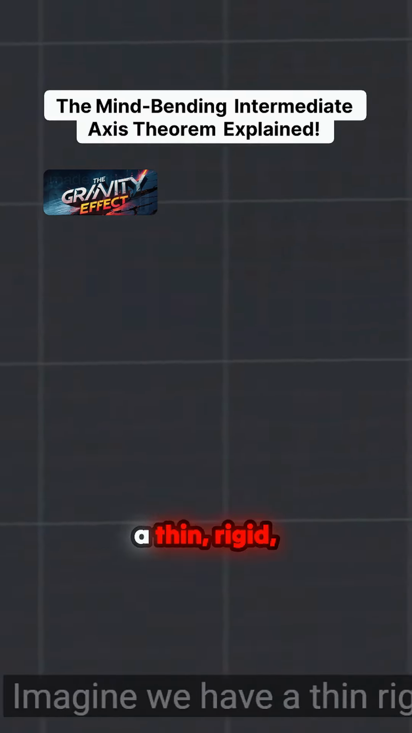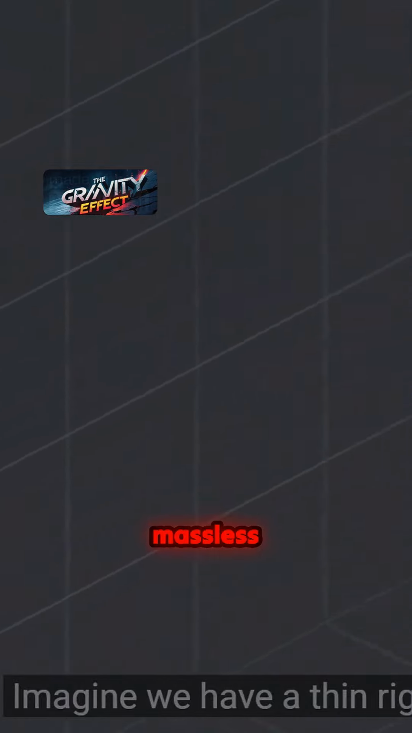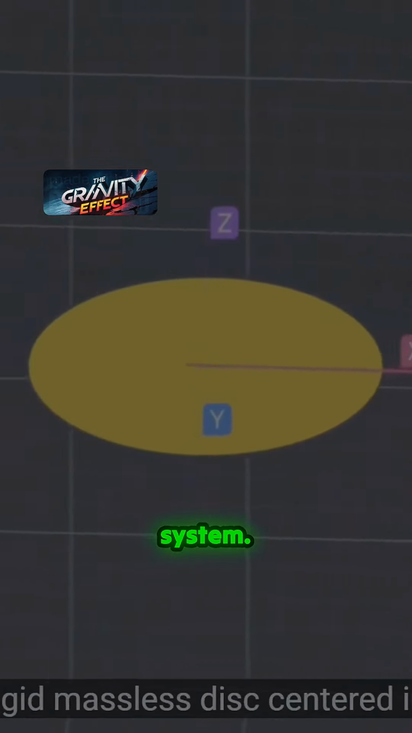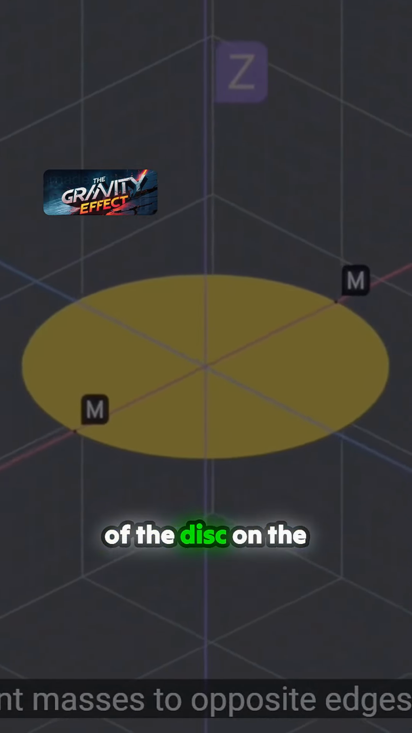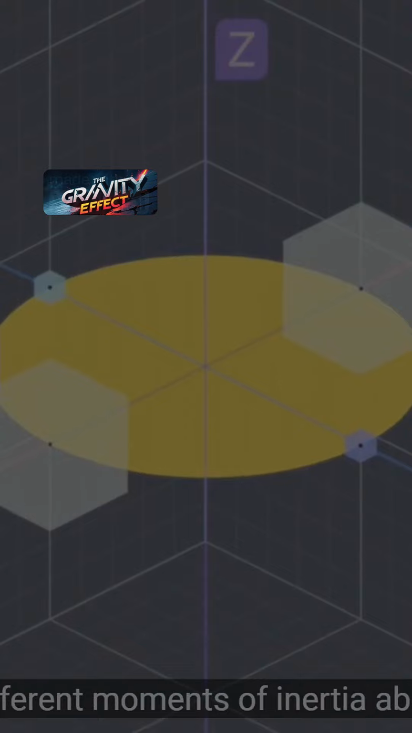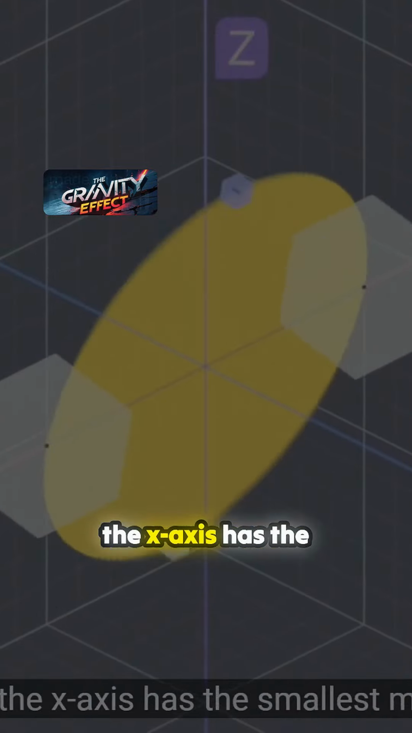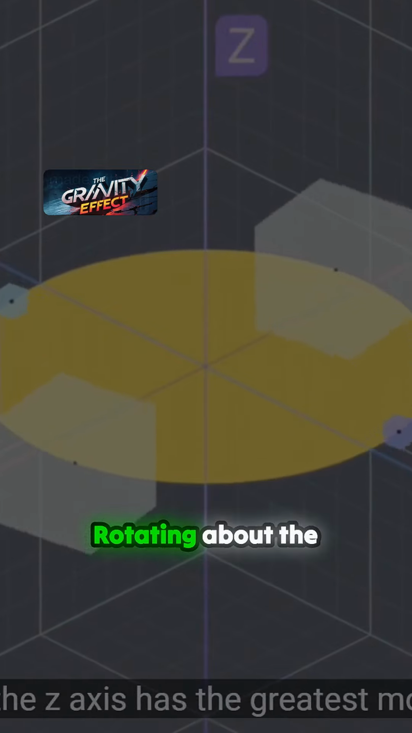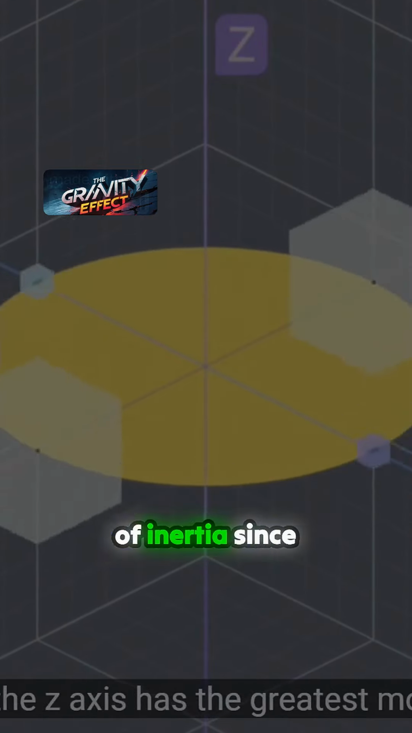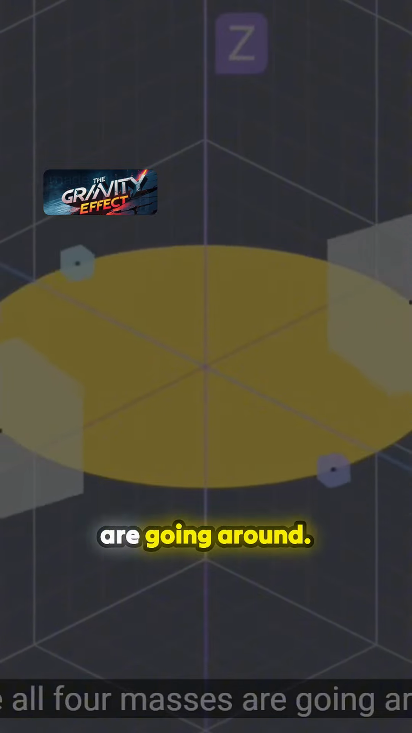Imagine we have a thin, rigid, massless disk centered in our coordinate system. Now add some heavy point masses to opposite edges of the disk on the x-axis. Rotating around the x-axis has the smallest moment of inertia since only the light masses are moving. Rotating about the z-axis has the greatest moment of inertia since all four masses are going around.